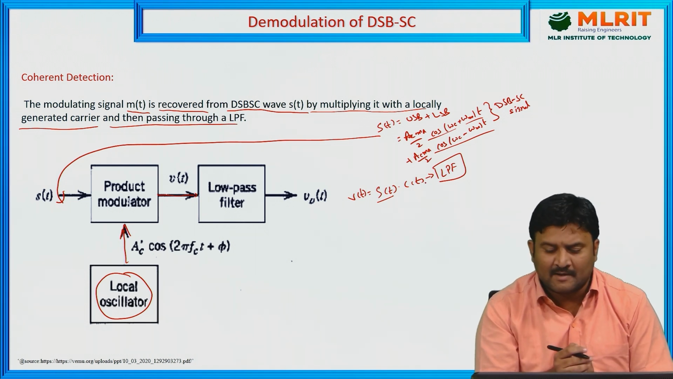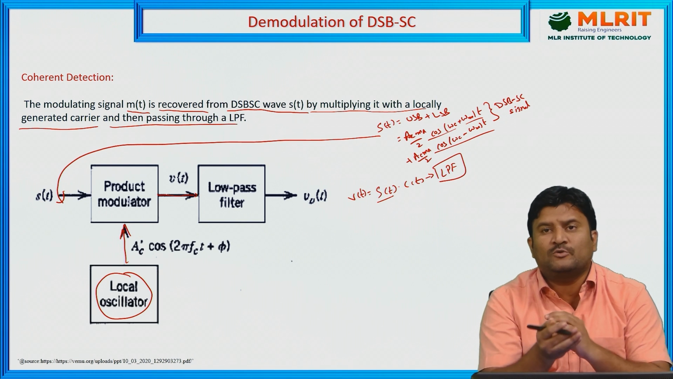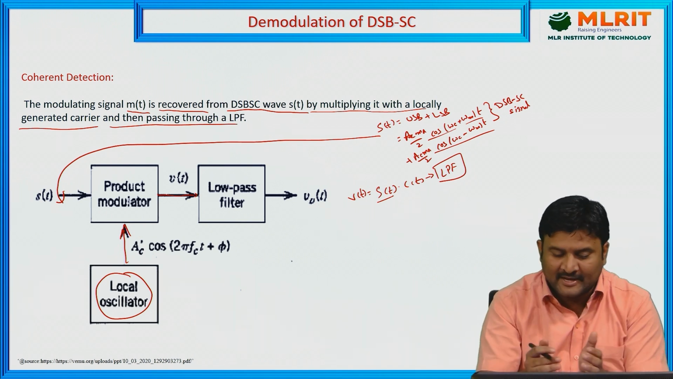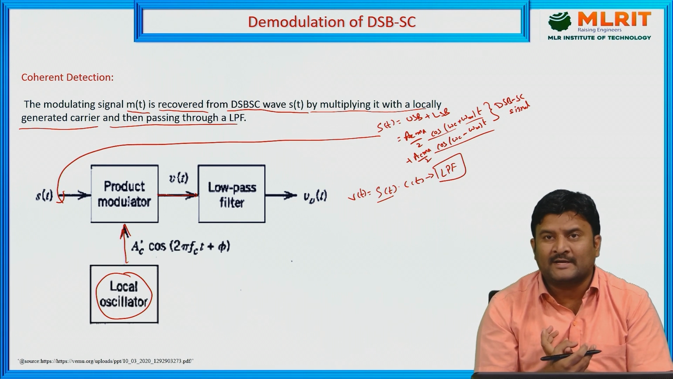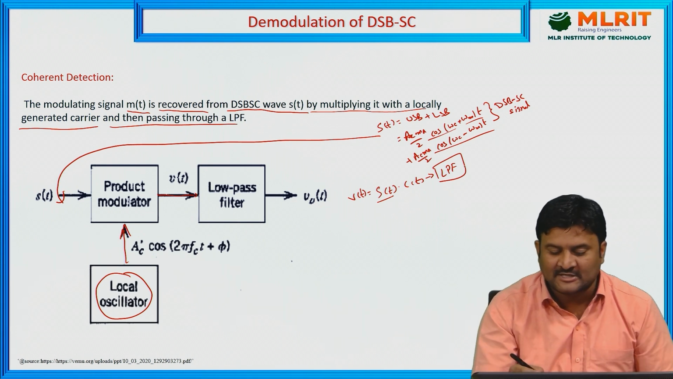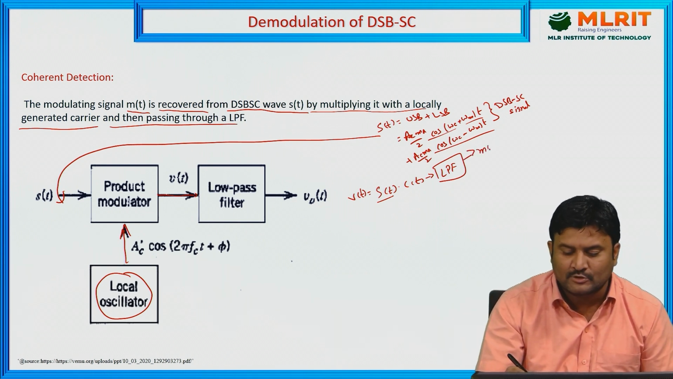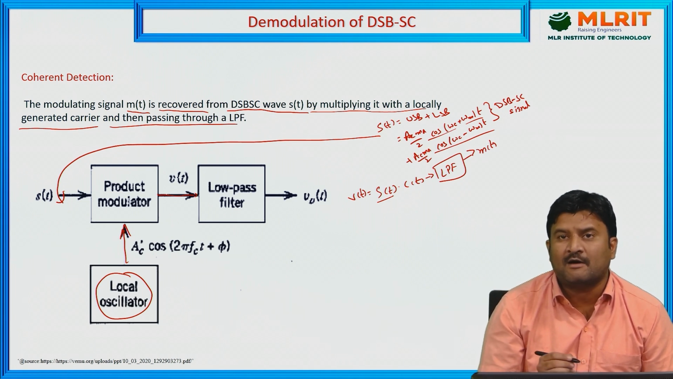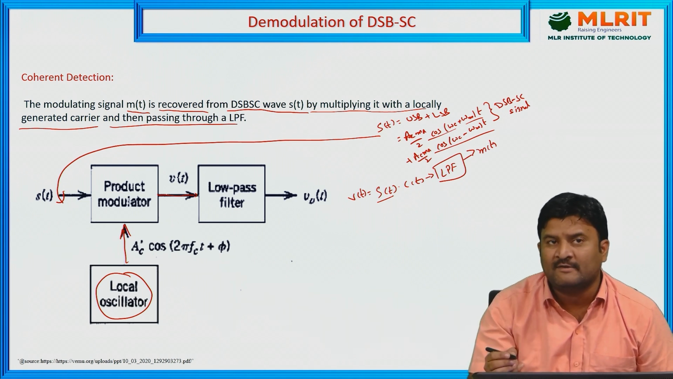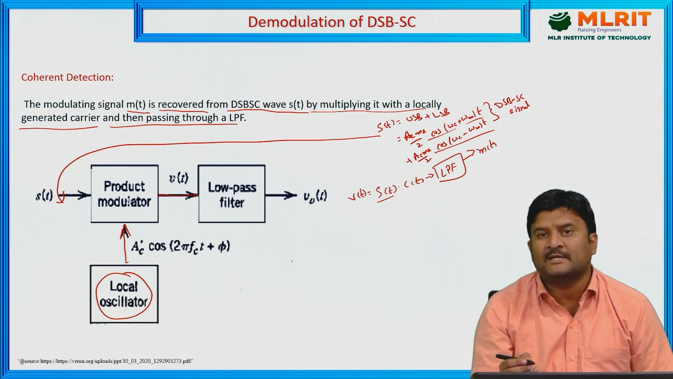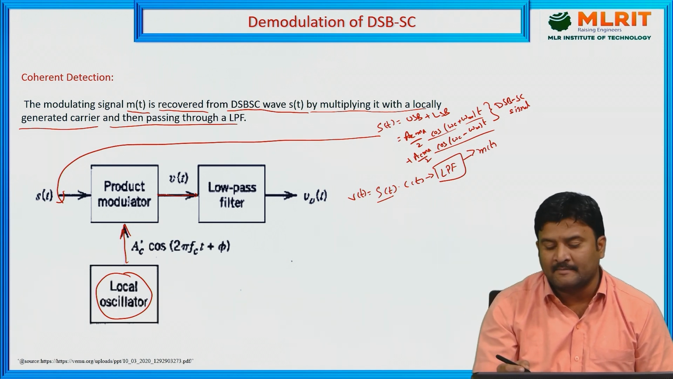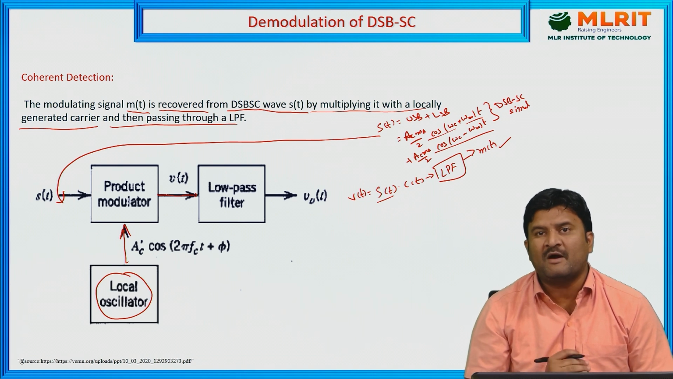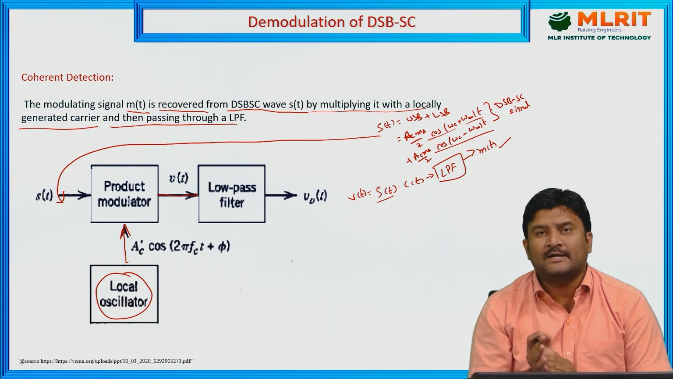High frequency components means Ac cos 2πfct, Ac² cos 2πfct, 4πfct, like that. When you multiply these two, we get those components. When you pass these into the low pass filter, the output should be equal to only m(t), because the low pass filter stops the high frequency components. Then we get only the low frequency. The low frequency signal is nothing but the information signal, the message signal, that is equal to m(t). That's why it is called a demodulation process.